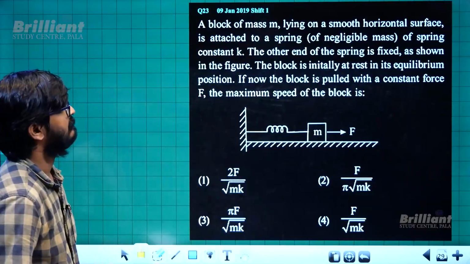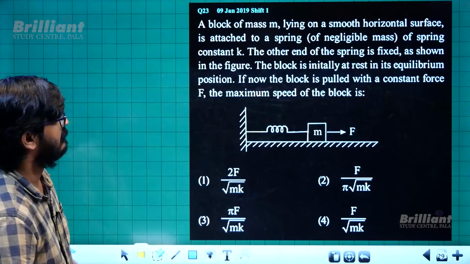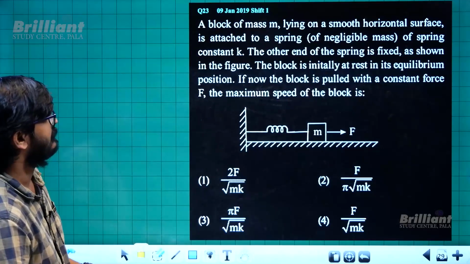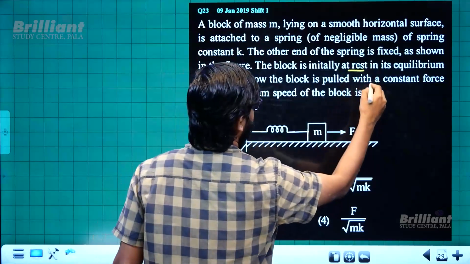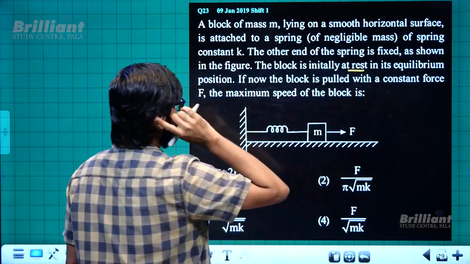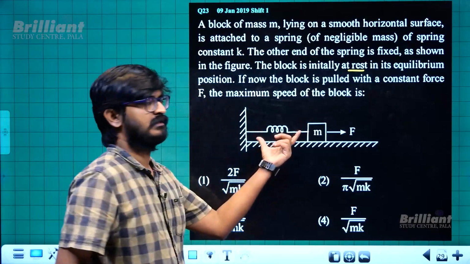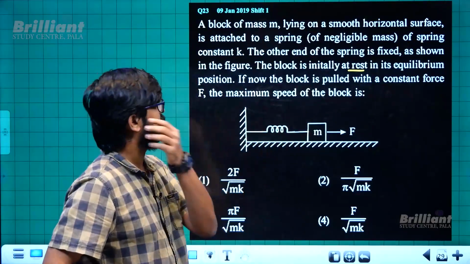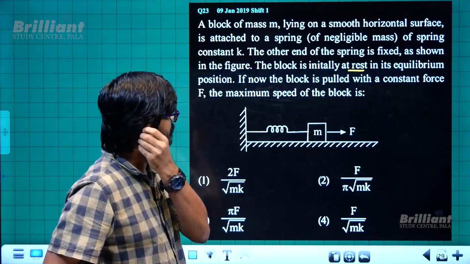A block of mass m lying on a smooth horizontal surface is attached to a spring of spring constant k. The other end of the spring is fixed as shown in the figure. The block is initially at rest and is in its equilibrium position. Now the block is being pulled. Initially it is at natural length because it is in equilibrium, they said, right? So spring force is 0. Now if the block is pulled with a constant force, what is the maximum speed?